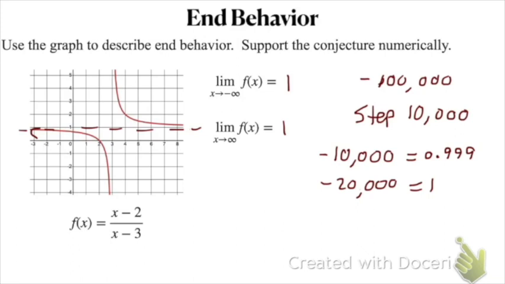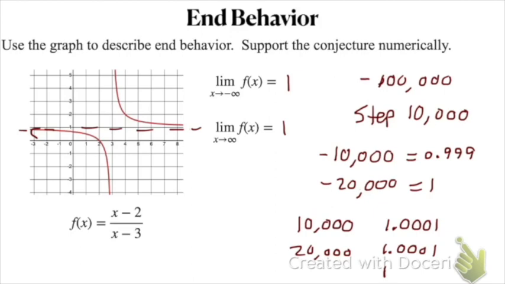As you get to 10,000 on your table, you should show me 1.0001. And then when you go to 20,000, you also have 1.0001. And as you keep going, you get to 1 again. That's how you support it numerically.